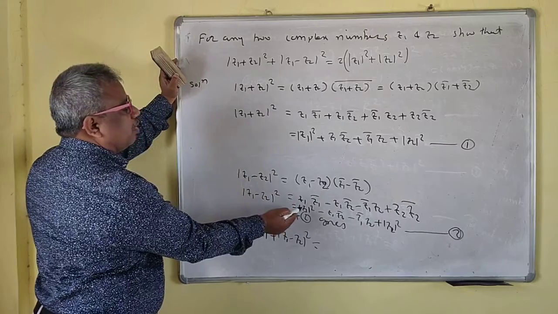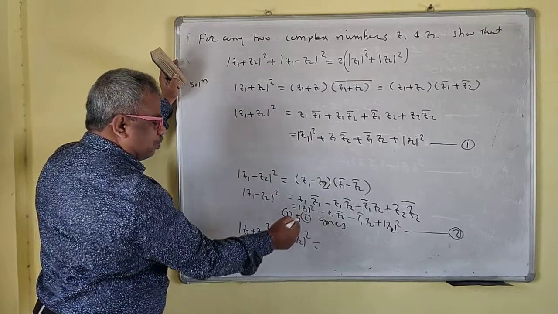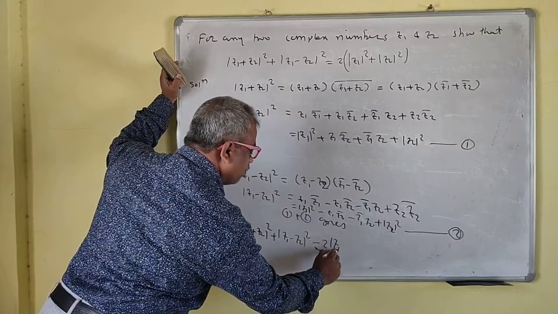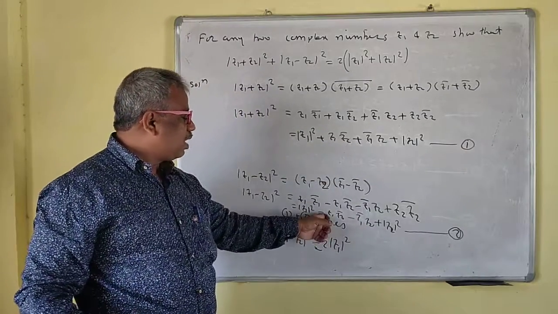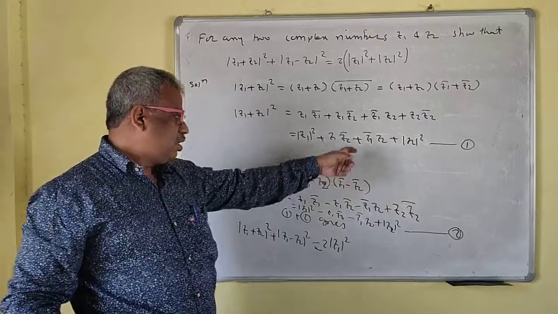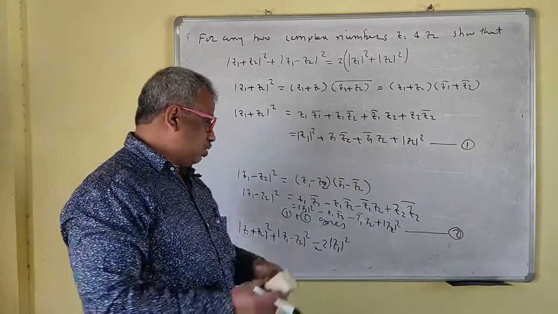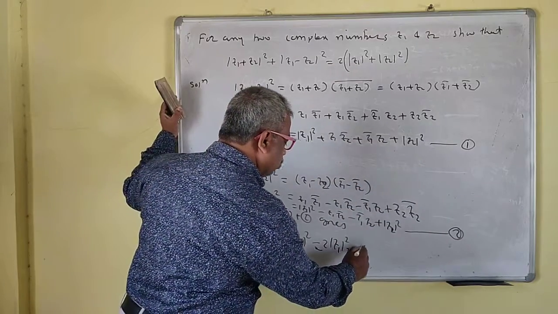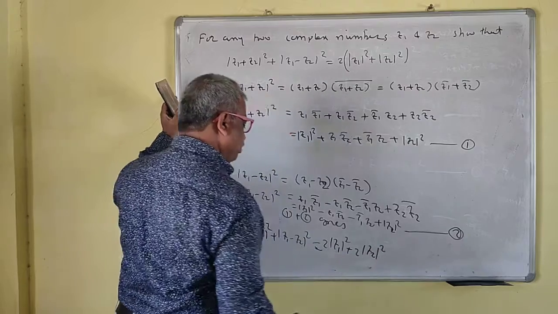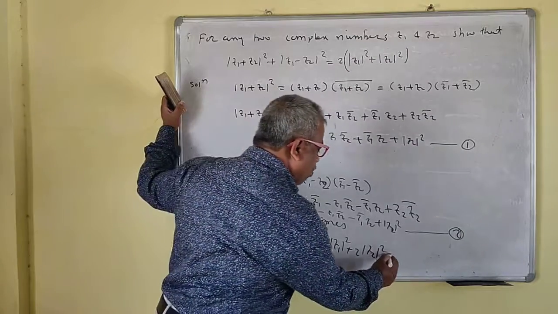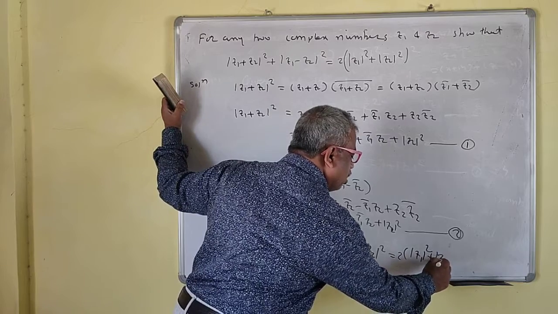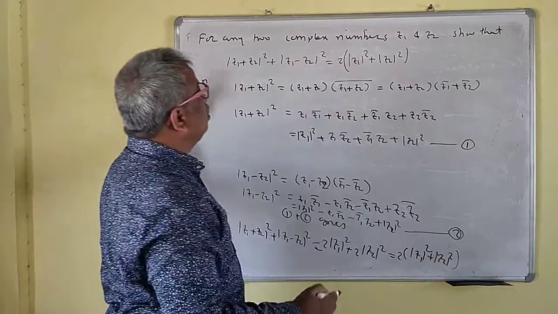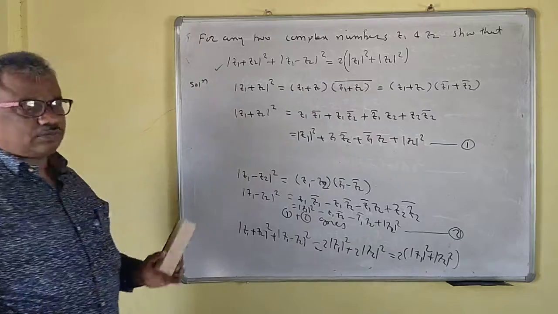Mod of z1 square plus mod of z1 square is 2 times mod of z1 square. Now the z1 z2 bar terms, plus and minus, get cancelled, and the z1 bar z2 terms get cancelled here. So this is plus 2 times mod of z2 square. If you take 2 common, we get 2 times (mod of z1 square plus mod of z2 square). So we get the required thing.